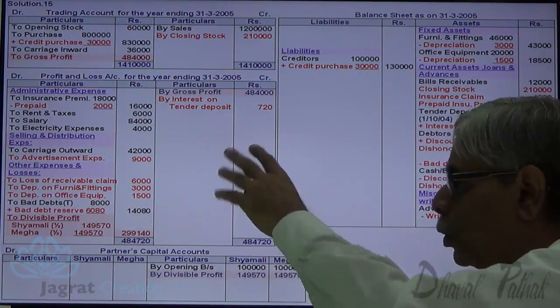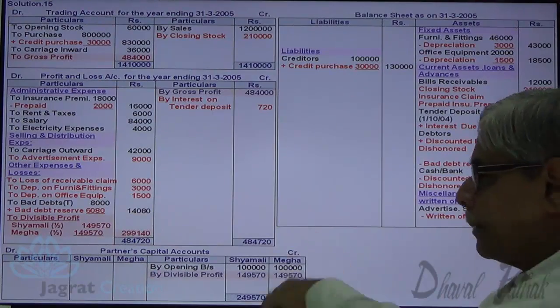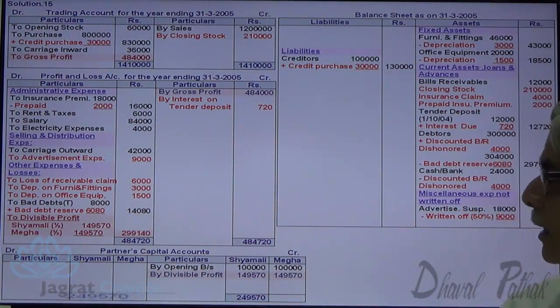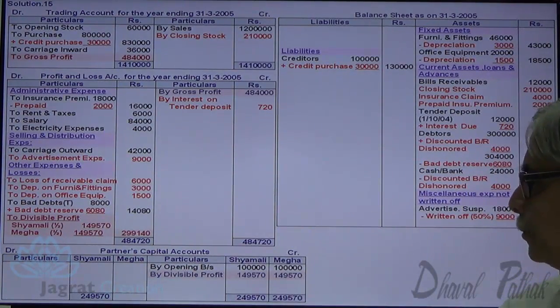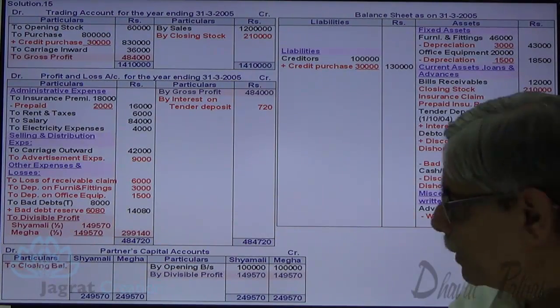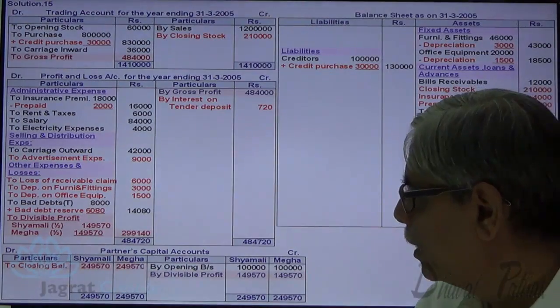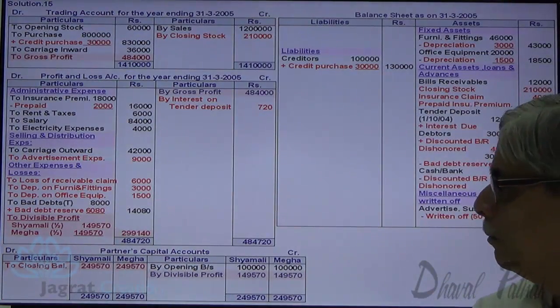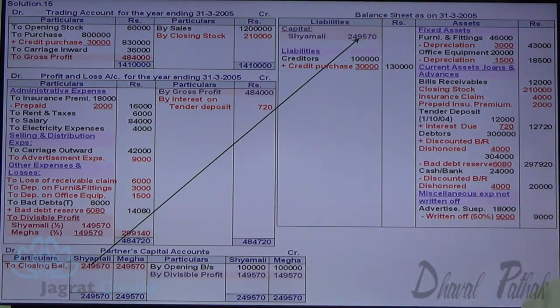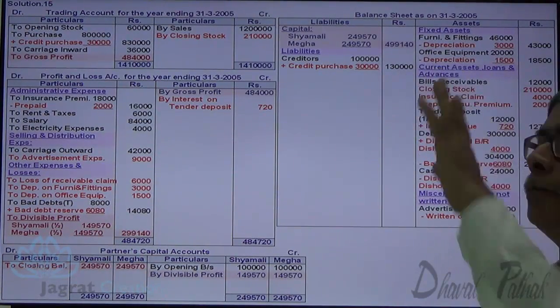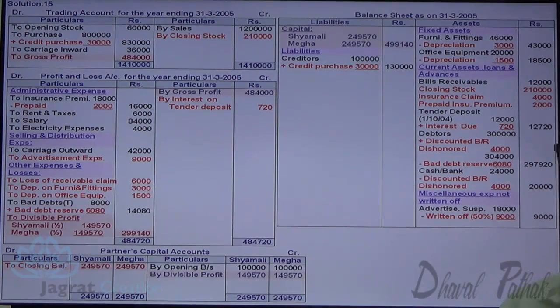Now I will close the capital balances, and the balance of capital account will be reported in the balance sheet liability side. So what is the capital balance of Shyamli? 2,49,570. Same is the balance for Megha. The capital balances are reported on the balance sheet liability side. This is how balance sheet liability side gets completed.